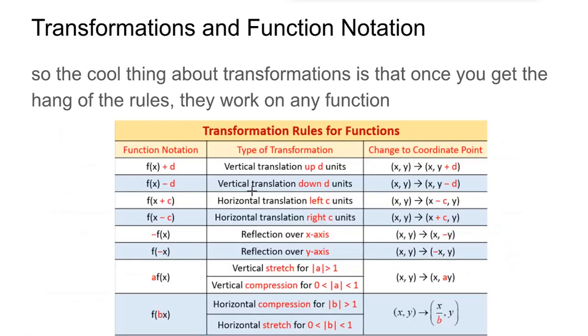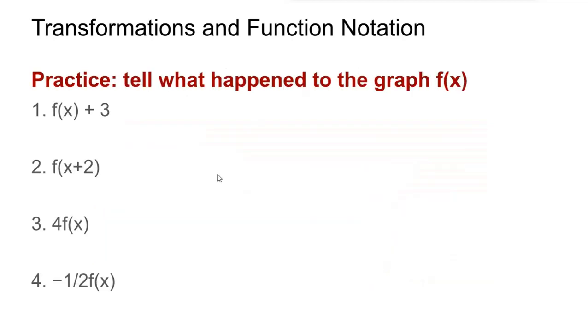So basically, if you just learn these rules, then it doesn't make a difference what kind of function you're looking at. Then you're going to know what's going to happen to the graph compared to the parent function. So what we're going to do is we're going to do a little practice. And like I said, this f of x function, I don't know what it is. It could be a square root function. It could be a quadratic function. It could be an absolute function. It doesn't make a difference what it is because the rules are going to be all the same.